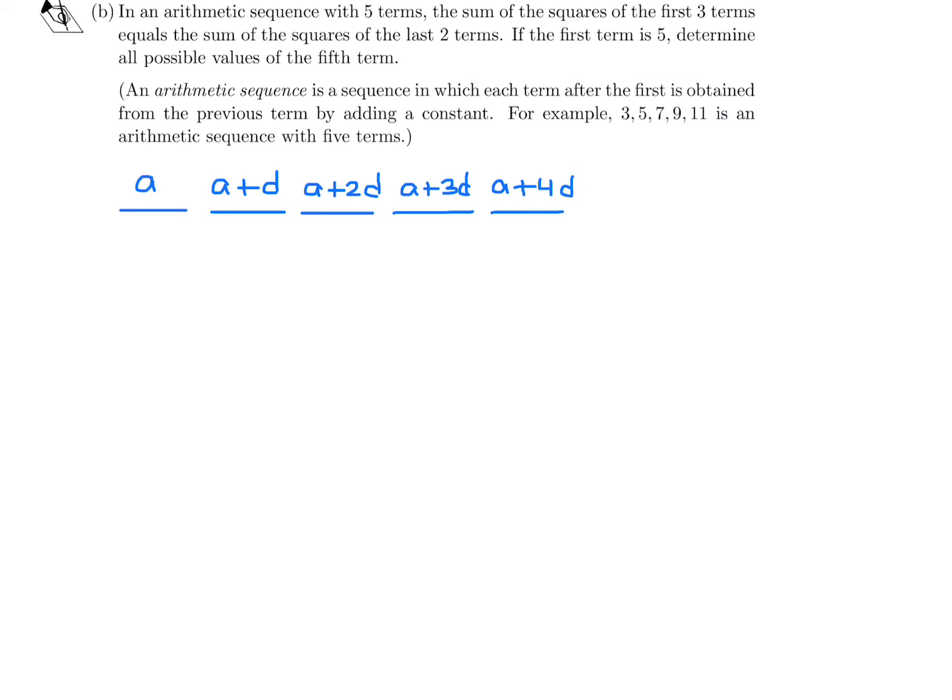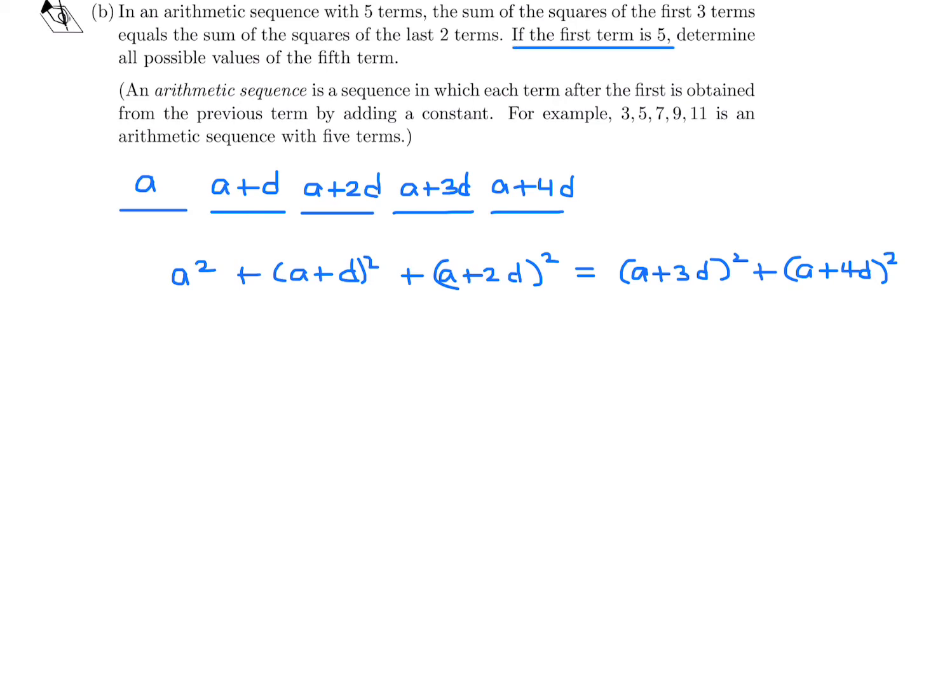So the question is saying the sum of the squares of the first 3 terms, so that's going to be a squared plus (a plus d) squared plus (a plus 2d) squared. That equals the sum of the squares of the last 2 terms, so (a plus 3d) squared plus (a plus 4d) squared. Okay, that's the setup. But they gave us another very important clue that the first term is 5. So a equals 5. That's very helpful. Let's substitute a equals 5, and off we go.